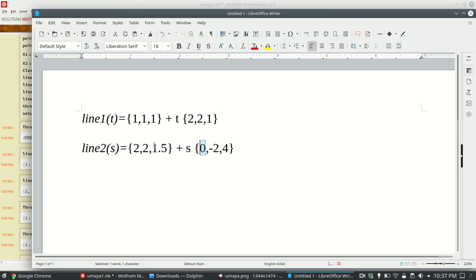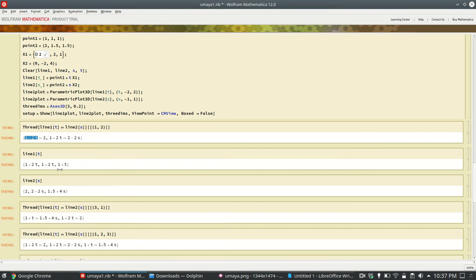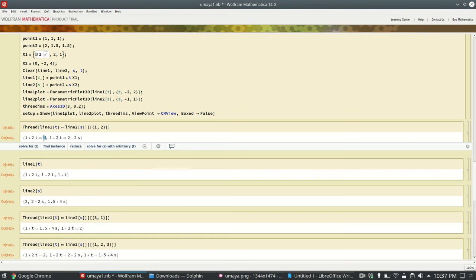Actually, it's just going to be 2, because this is 0 times s. So it's just going to be 2. So there it is, equals 2, right? So this is line 1, position 1, equals line 2, position 1, right?